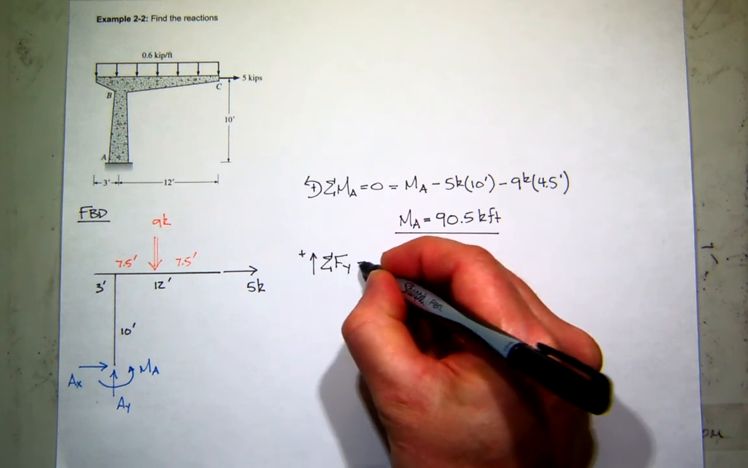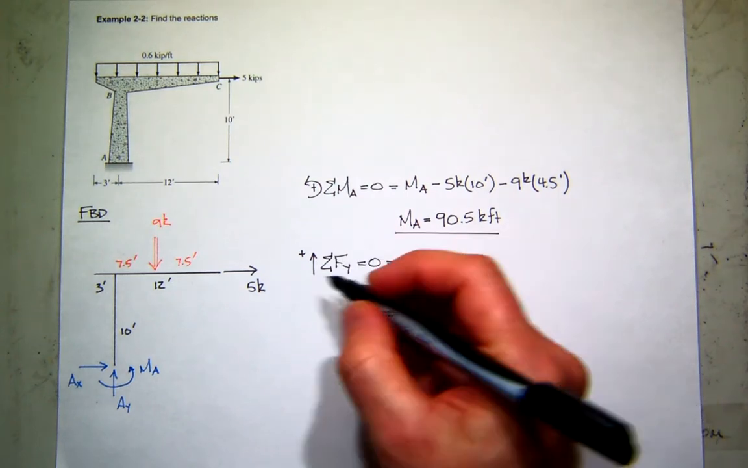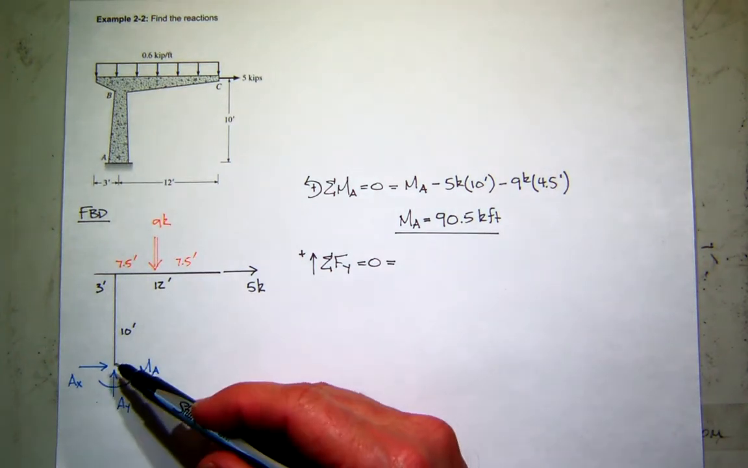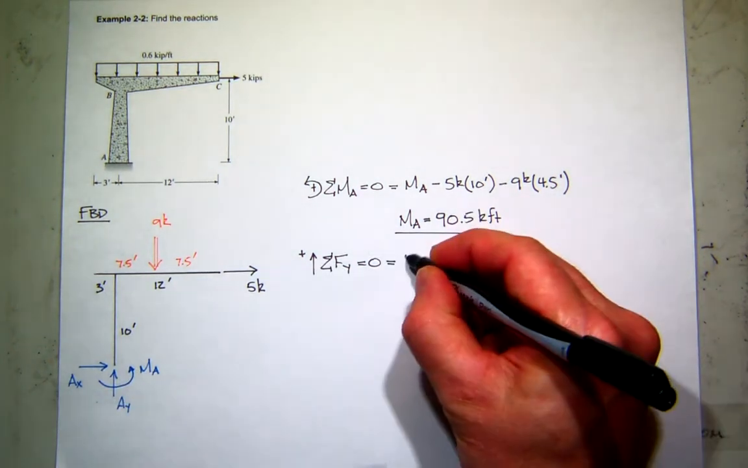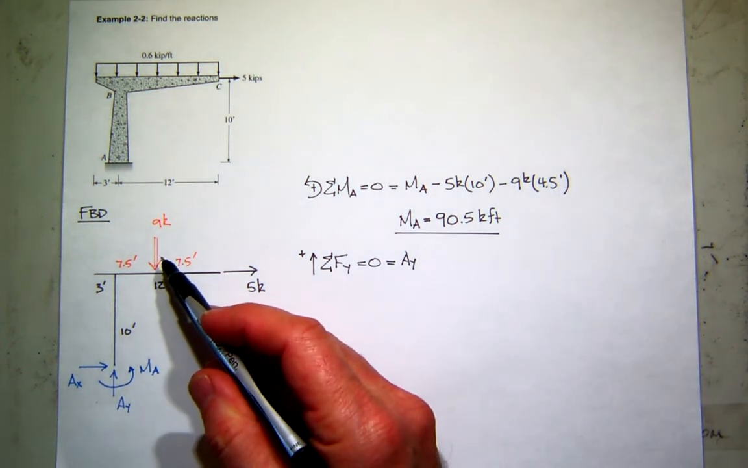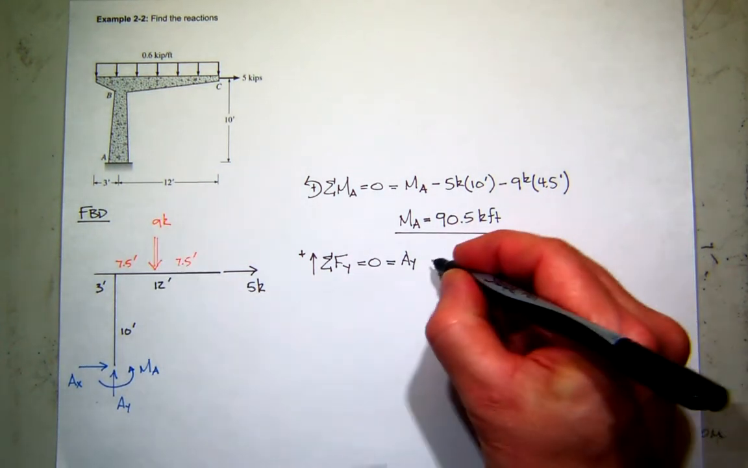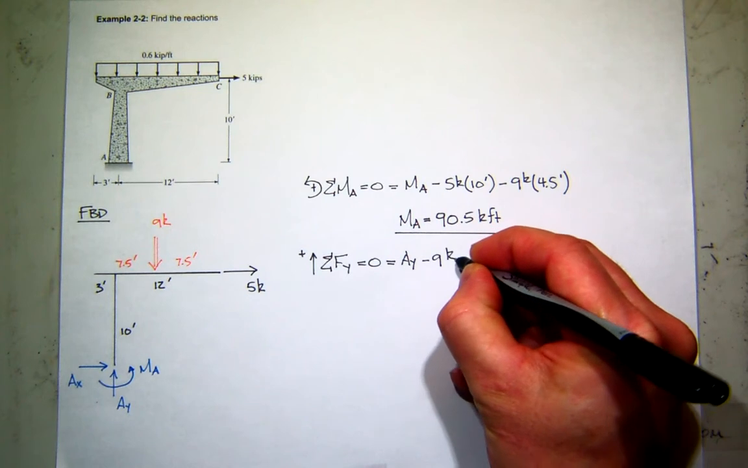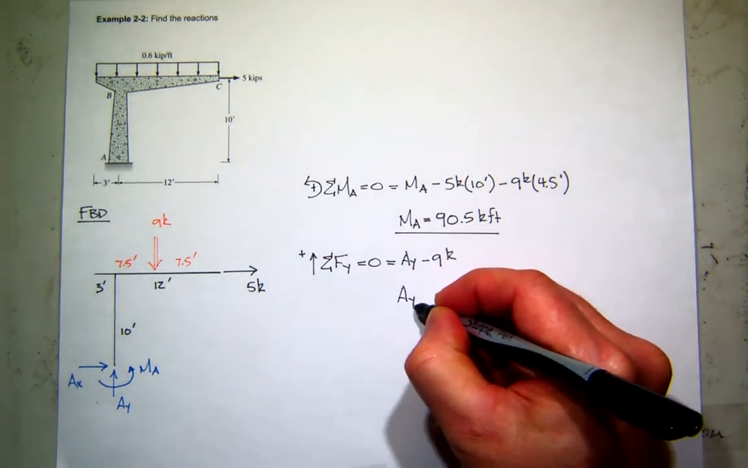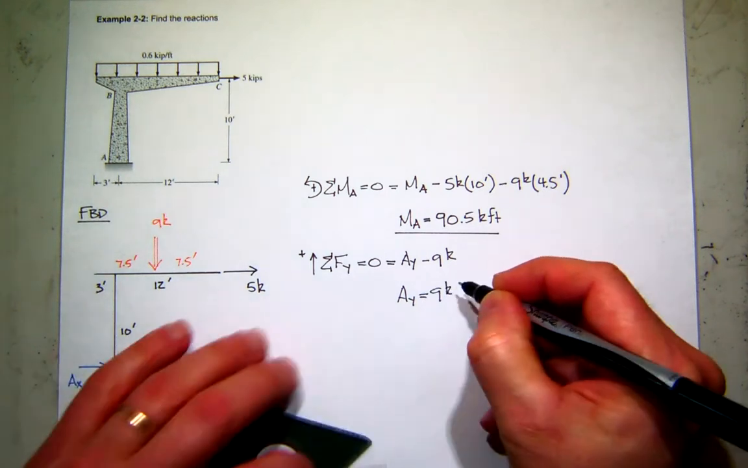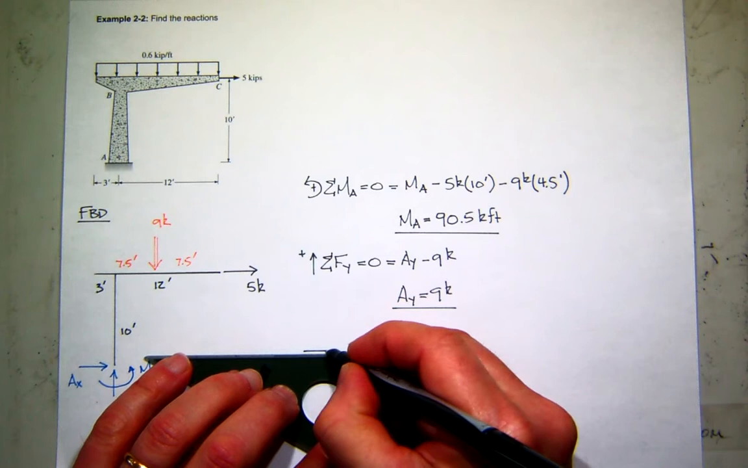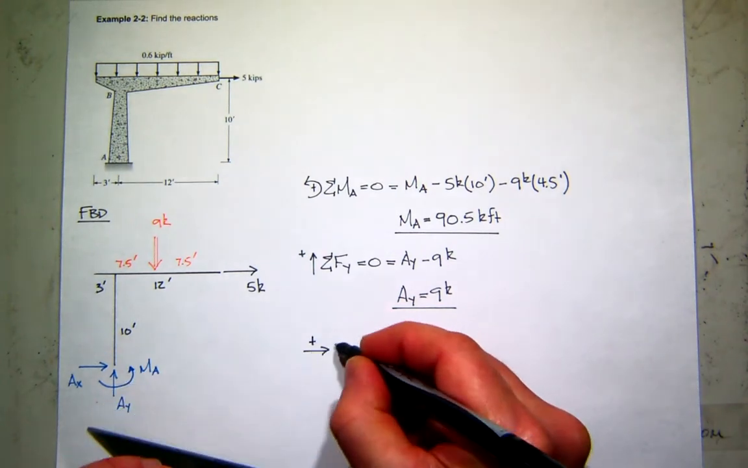So I'll sum forces in the Y direction, make sure it's equal to 0. So sum of the forces in the Y, what do I have? I have AY, it's up, and up for me is positive. So there's AY. What else do I have? I have this equivalent force 9, it's down, so that's negative. That's not a hard equation to solve. So AY is equal to 9 kips.